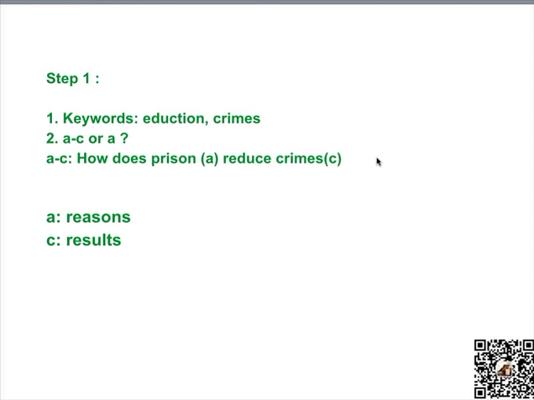So how does prison reduce crimes? As you can see, in this statement there are 2 logic keywords. One is prison. The other is crimes. So you are about to talk about how education can reduce crimes. Crimes is the result. So you are going to explain how the reason causes the result. Most of the time we'll use lots of examples to explain it.